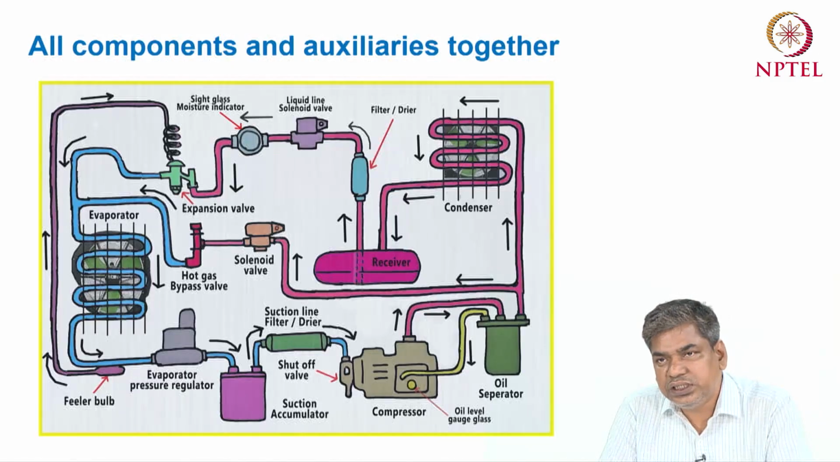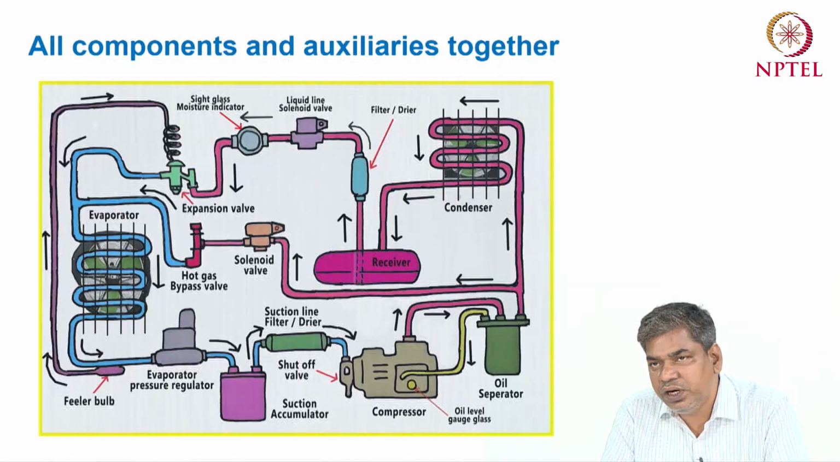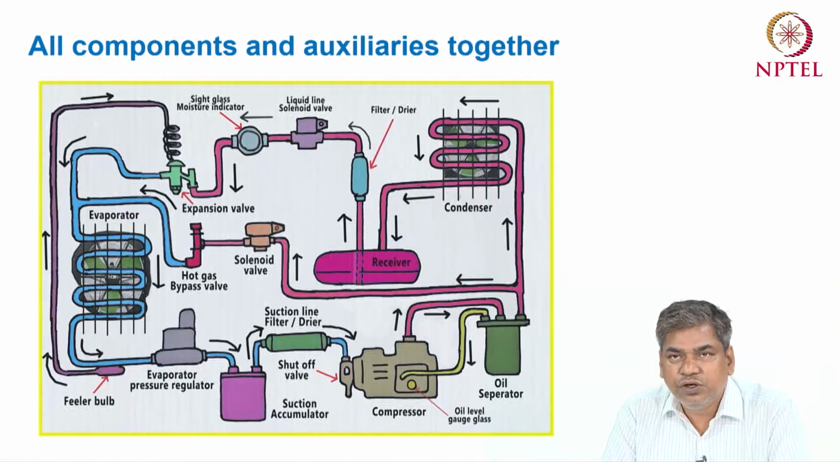Apart from these four important components, the other components are also there in this figure. You can see the oil separator, which is used after the compressor to separate oil from the refrigerant flow. At the outlet of the compressor the oil is mixed with the refrigerant, and in the oil separator the oil is separated, so only the refrigerant goes to the condenser.